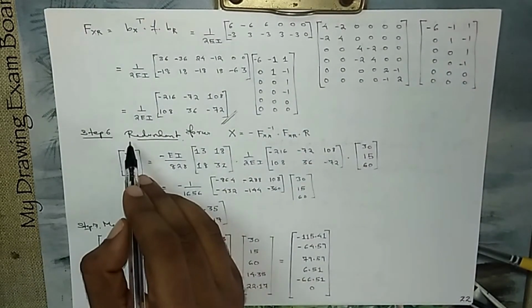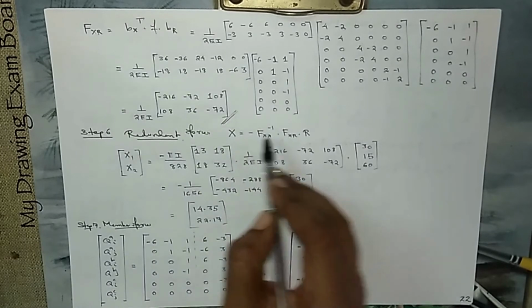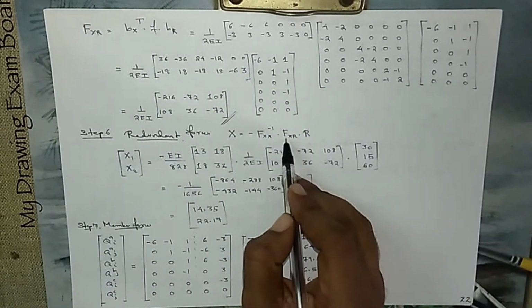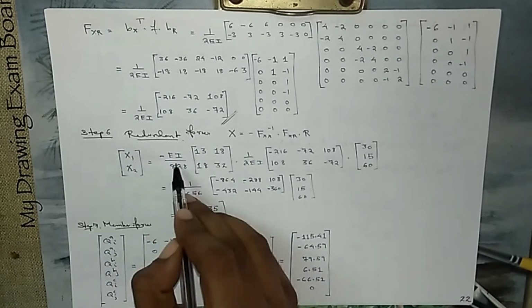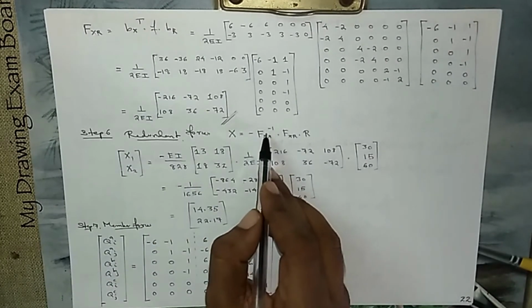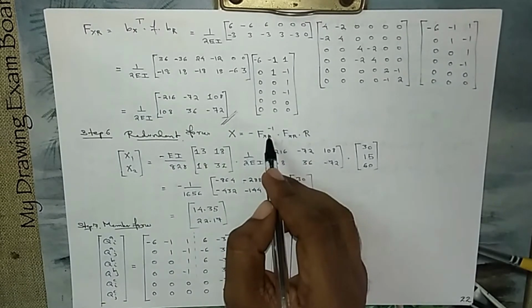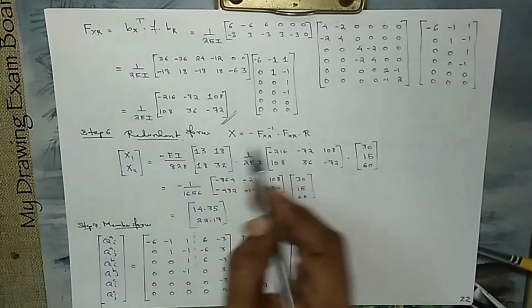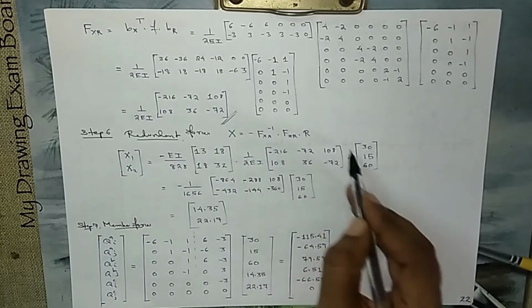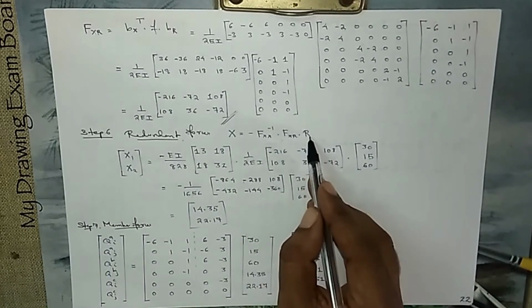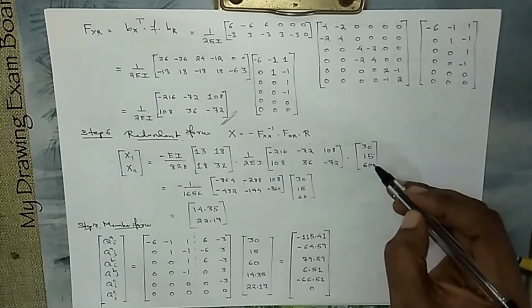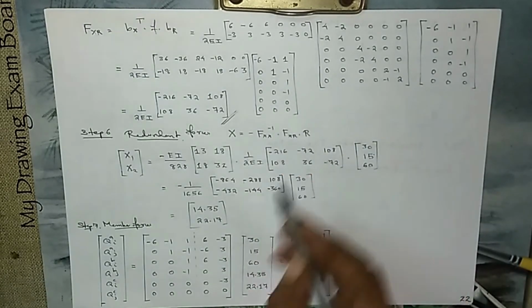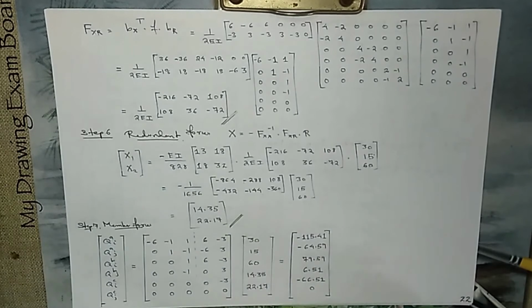The next step is to find the redundant forces, that is X equal to minus Fxx inverse into Fxr into R. So I have to find x1 and x2. I will write minus Fxx inverse, which I got just in the previous step. I am writing that value here. Then Fxr I got here. Then with the reactions, I got this in step 2, equivalent joint load. So 30, 15 and 60. From this I will get x1 and x2.